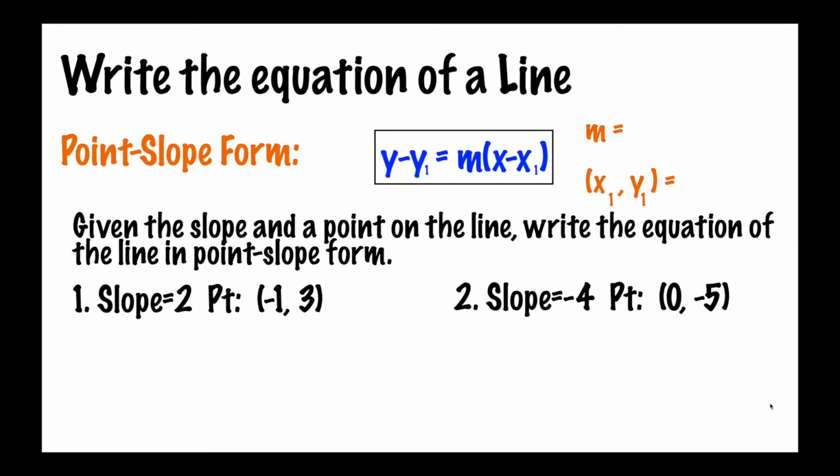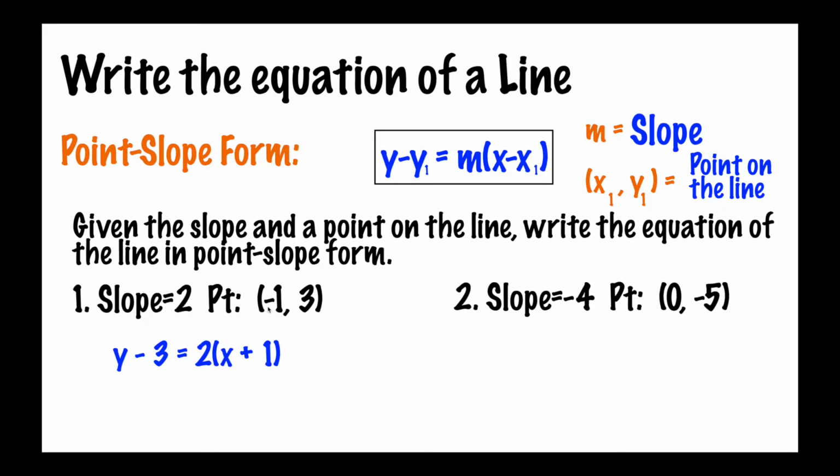Point-slope form reads y minus y sub 1 equals m times the quantity x minus x sub 1, where m represents the slope and x1 comma y1 represents a point on the line. So given the slope and a point on the line, we want to write the equation of the line in point-slope form. So as we do this, we're filling in y minus our y value here. So that's going to be y minus 3 is equal to the slope, which is 2, times the quantity, and it's x minus our x value.